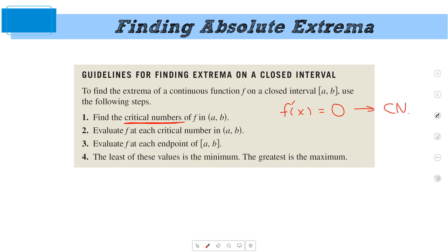For these guidelines, however, this is for absolute max and min. So if you go back to the graph, it's either going to happen at a relative max or min, or it's going to be one of the endpoints. That's why it says finding absolute extrema up at the top. We won't spend a ton of time on that, but it is something we should practice.